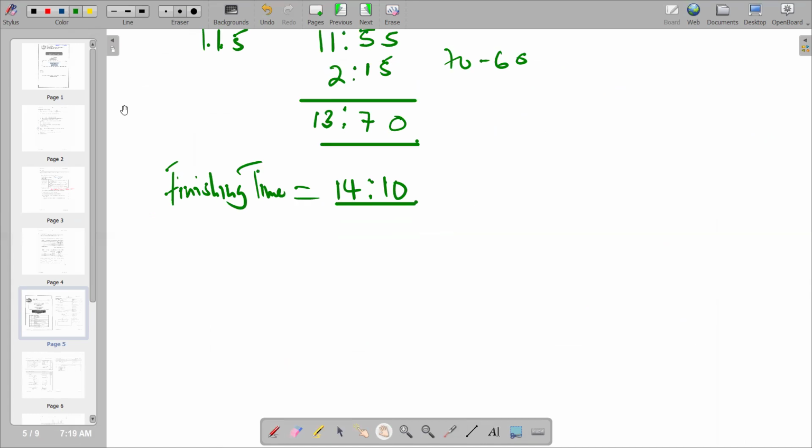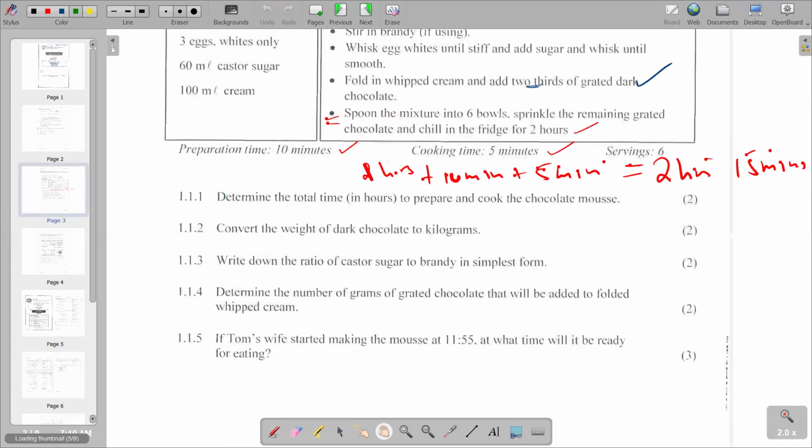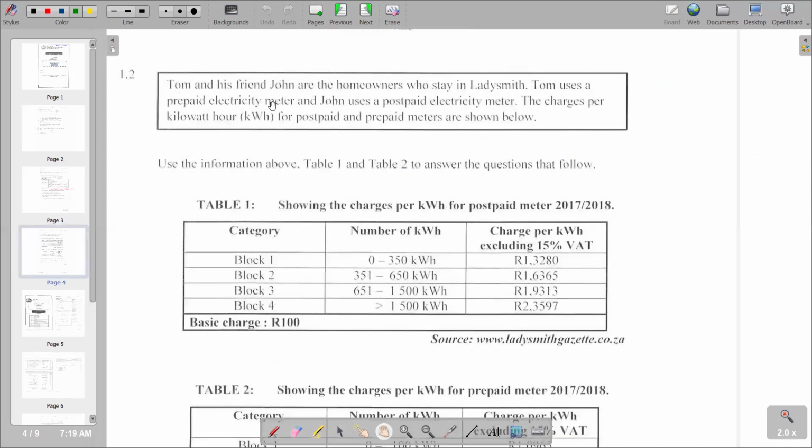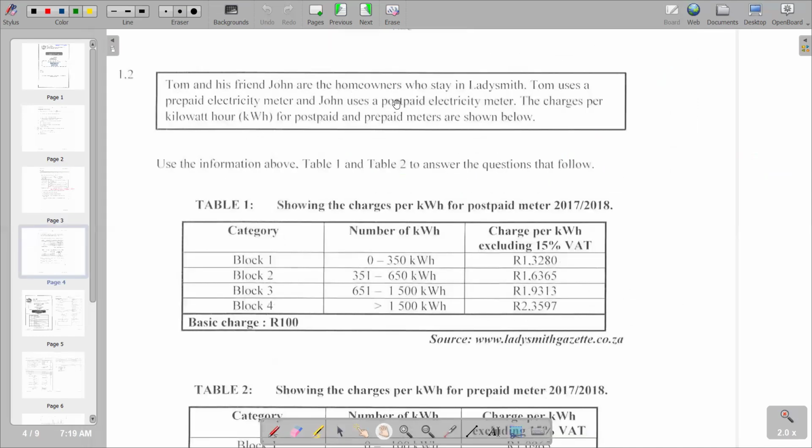So moving on to the next question that we have, which is now 1.2. Tom and his friend John are homeowners who stay in Ladysmith. Tom uses a prepaid electricity meter and John uses a postpaid electricity meter. The charges per kilowatt hour for postpaid and prepaid meters are shown below. Use the information above, table 1 and table 2, to answer the questions that follow.